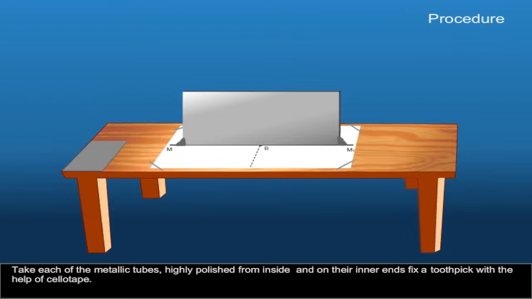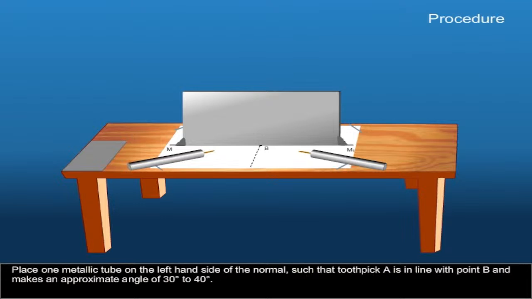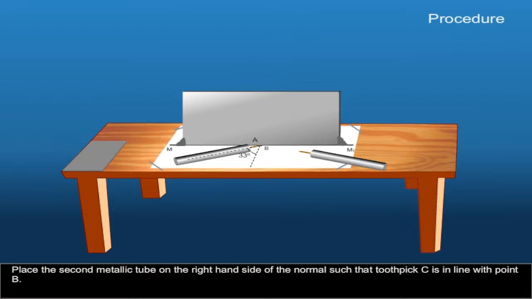Take each of the metallic tubes, highly polished from inside and on their inner ends. Fix a toothpick with the help of sellotape. Place one metallic tube on the left-hand side of the normal such that toothpick A is in line with point B and makes an approximate angle of 30 degrees to 40 degrees. Place the second metallic tube on the right-hand side of the normal such that toothpick C is in line with point B.